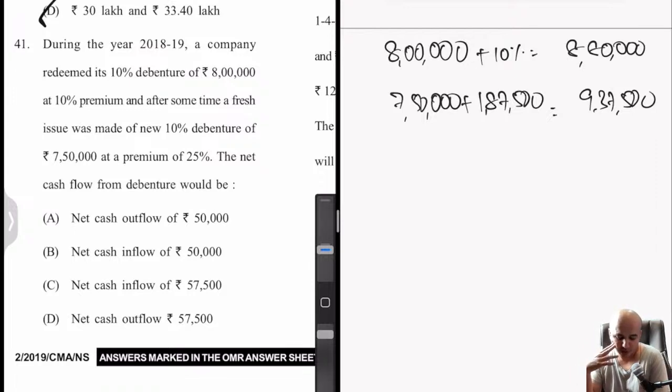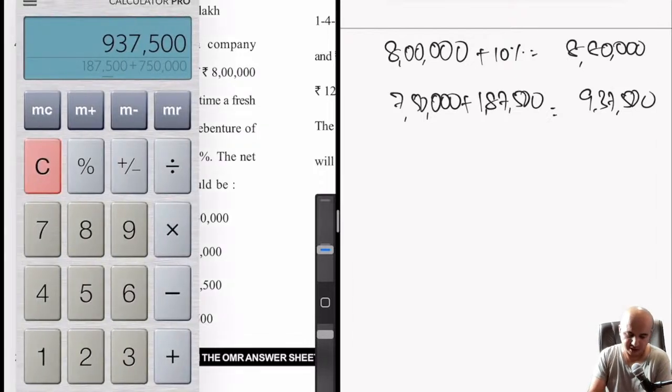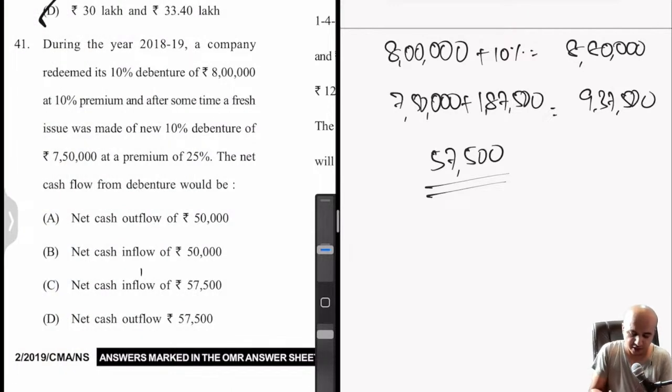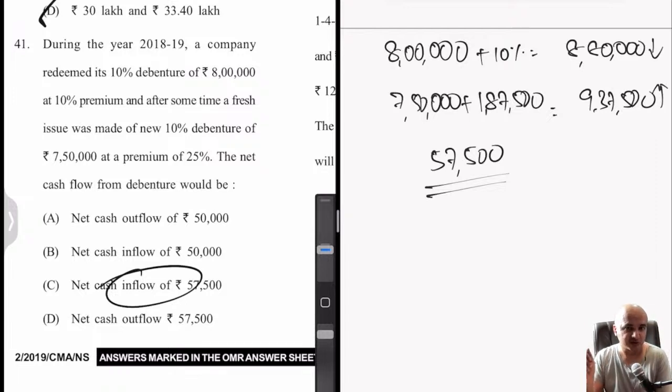Okay, Sharanya says option C. It looks like that is the option. 9,37,500 minus 8,80,000 will result in a net flow of 57,500. Okay, net cash inflow actually, because we are receiving more compared to what we are giving. So how much more? 57,500. So therefore net cash inflow of 57,500, option C, is in fact the right answer.